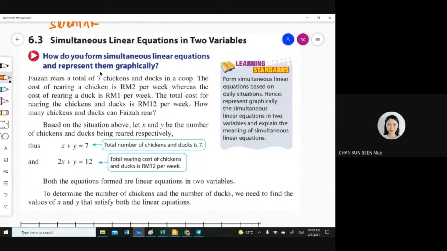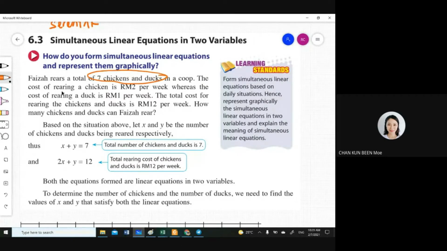So you see, Faiza raised a total of 7 chickens and ducks. How many chickens, how many ducks? Can we know that? Don't know, right? Do you know the meaning of coop? Coop, something like reban. Reban ayam, huh? Okay. So we don't know how many chicken and how many duck. Therefore, later on, we have to make assumption.